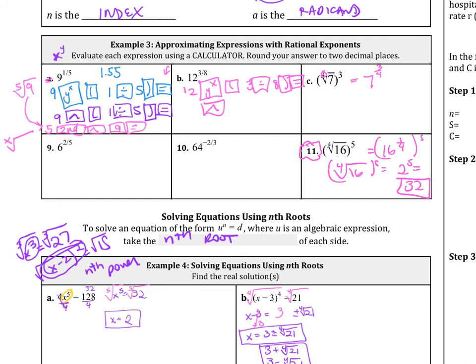All right, if you tried this out, you should have gotten approximately 4.30 for C. For this one, you would get approximately 2.54. For number 9, you'd get approximately 2.05. For number 10, you would get approximately 0.06.